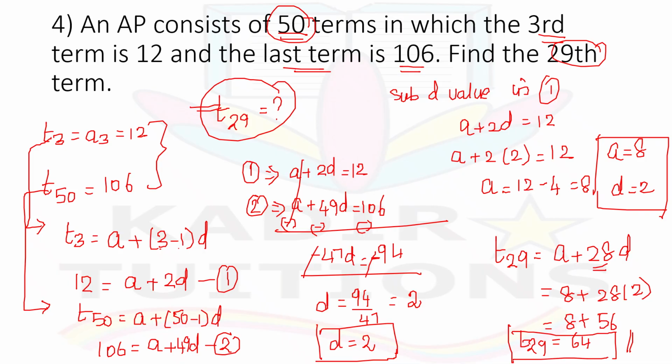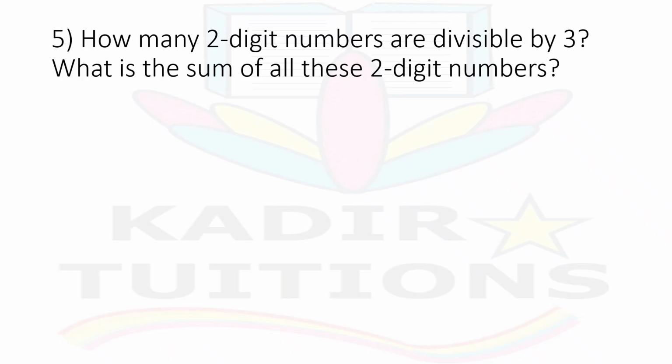We'll see the next question. How many two-digit numbers are divisible by 3? What is the sum of all these two-digit numbers? So first we need to find how many two-digit numbers are divisible by 3. So what are the two-digit numbers? It will start from 10, 11, like that it will keep on going until 99. This all belongs to two-digit numbers.